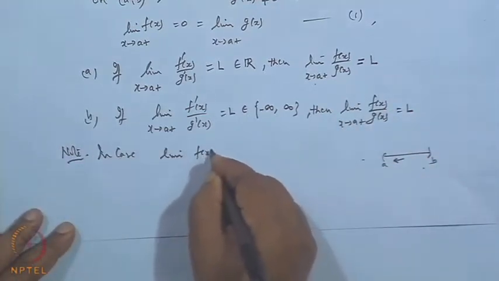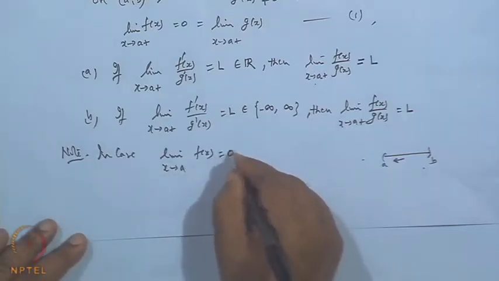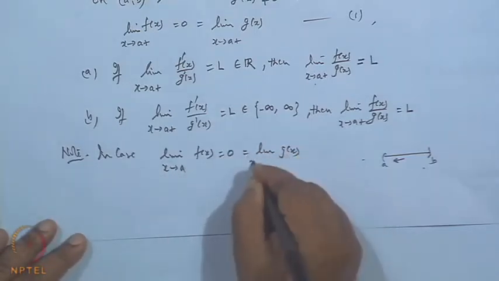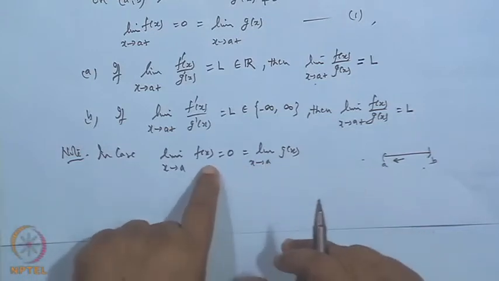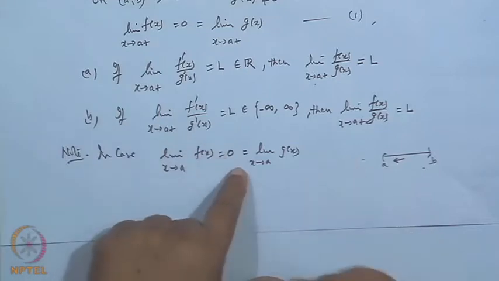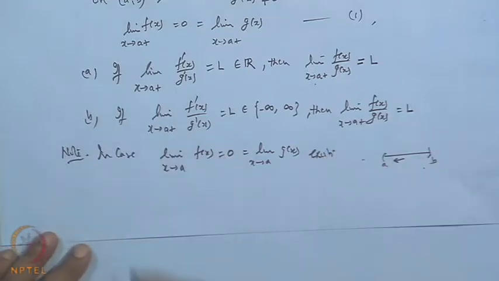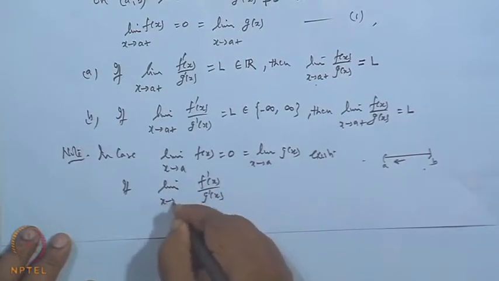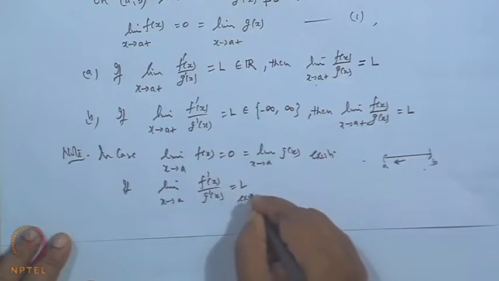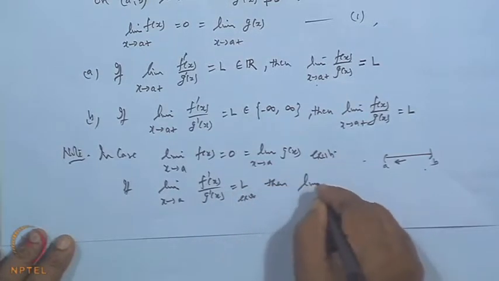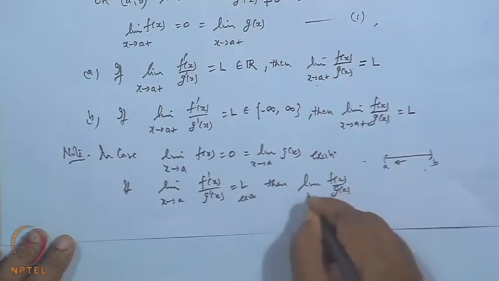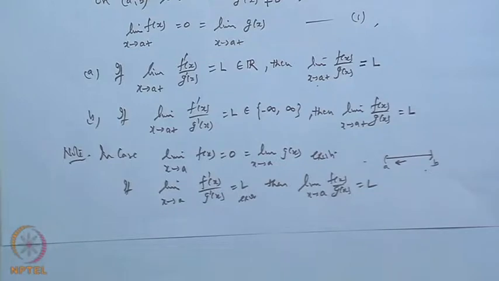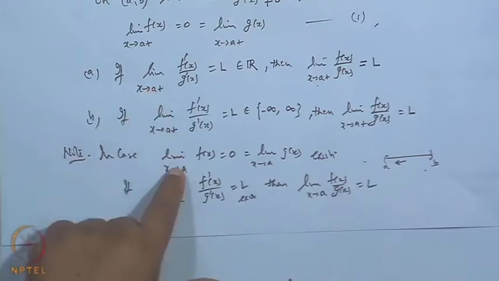The limit of f x as x tends to a exists and is 0, and equal to the limit of g x when x tends to a. When f and g both have the limit, I am not taking only the right hand limit, let us say the limit exists. Then if the limit of this ratio f prime over g prime x when x tends to a is equal to L, then the limit of their ratio will also exist and will be the same as L. It means the proof will remain the same whether we replace a plus by a or a plus by a minus, provided the limits are there.